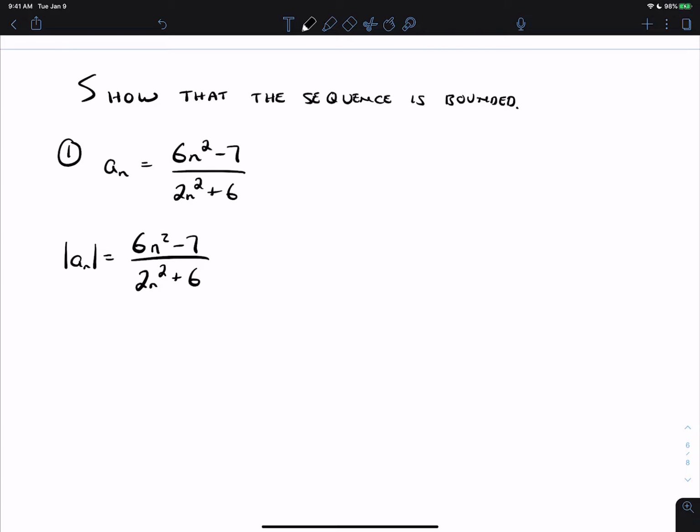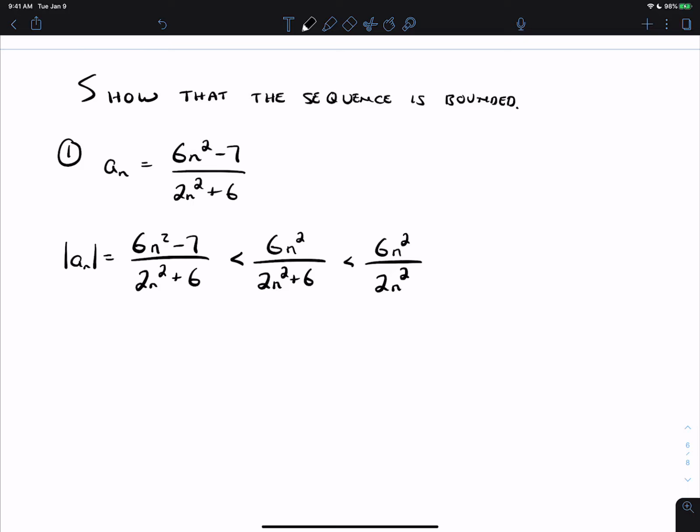And so the first thing I can see on this problem is that this would be less than 6n squared over 2n squared plus 6, because the only change I've made to go from the first fraction to the second fraction is I've made the numerator larger. So if we're talking about positive fractions, which is what we are here, if the denominator is the same and the numerator gets larger, the fraction gets bigger. Same idea, if I keep the numerator the same and make the denominator smaller, the fraction continues to get bigger.